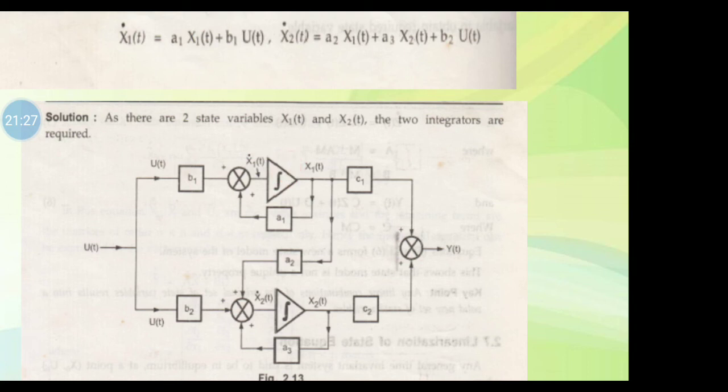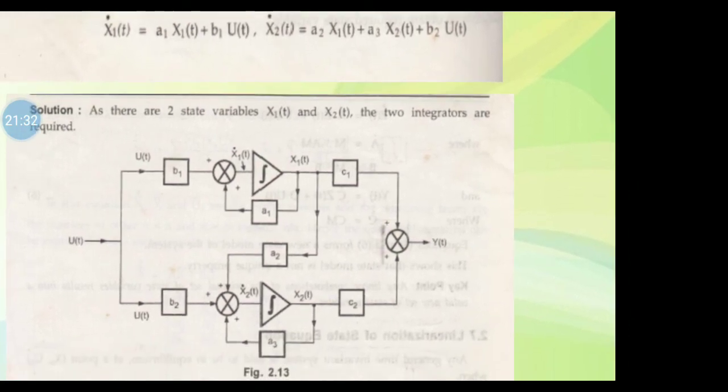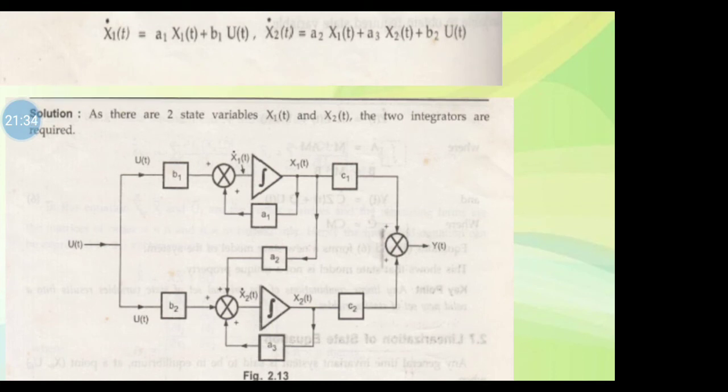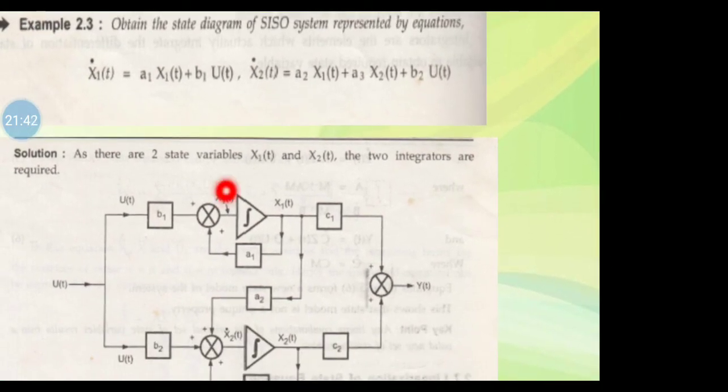Okay, so first we'll have u of t. U of t is with the first equation b1 u of t. So b1 u of t plus a1 x1 of t. Multiply both, you add a1 x1 of t plus b1 u of t. The output of the adder given to an integrator, we'll get x1 dot of t.